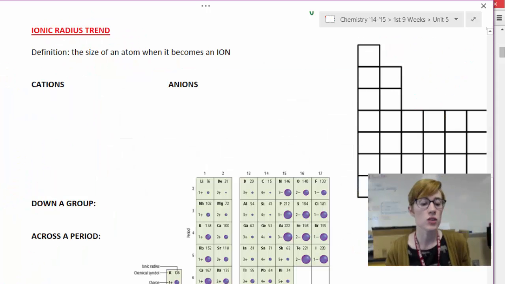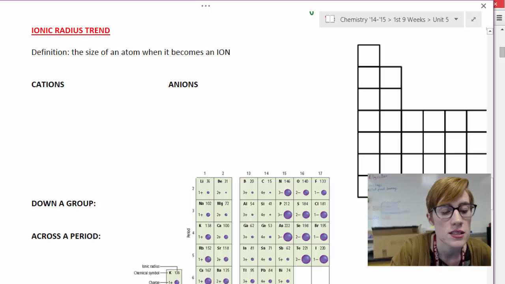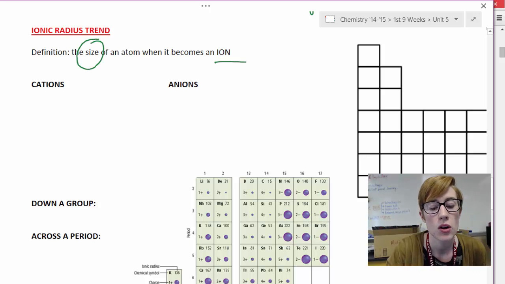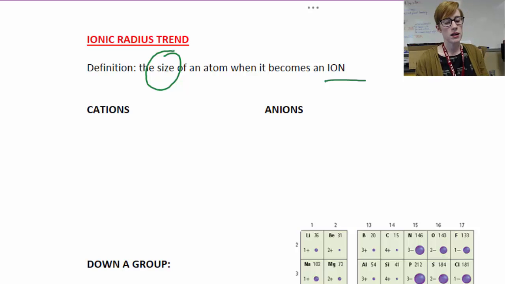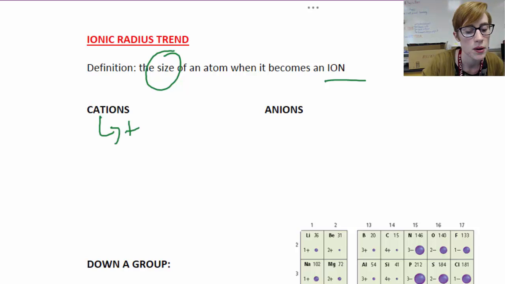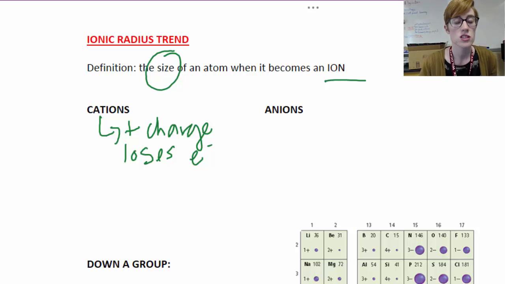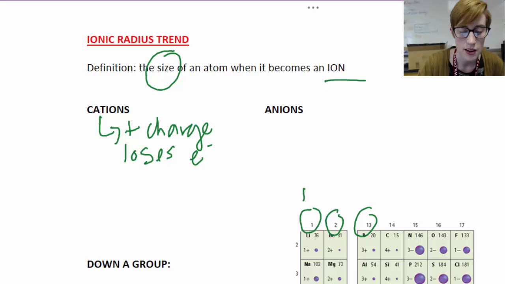Okay, the ionic radius trend is the size of an atom, but it's talking about the size of an atom when it becomes an ion. So let's talk about the difference between an atom and an ion. So let's talk about a cation. A cation is anything that has a positive charge. What does that mean? A positive charge is anything that loses electrons, right? So that's anything in group 1, 2, and 3 because they have +1, +2, and +3 charges.